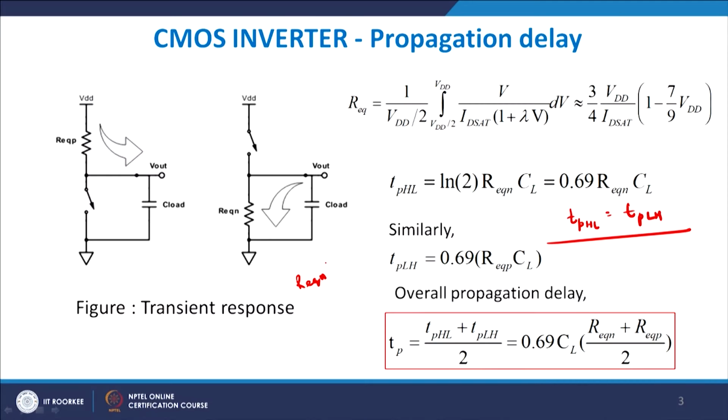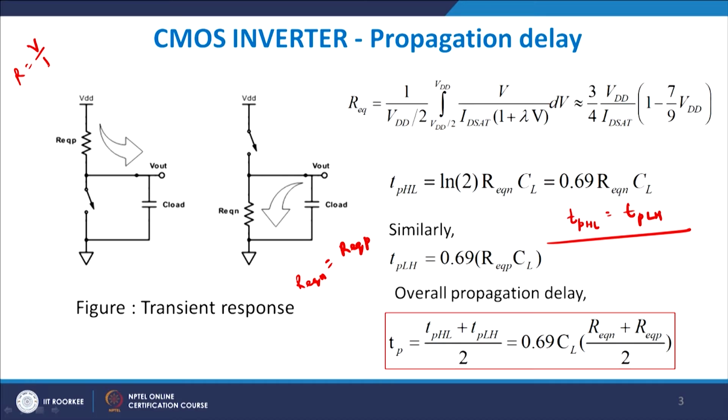Then you should actually make your R equivalent N exactly equal to R equivalent P, because CL in any case is equal, and that will make you equal propagation delay. But the problem is the mobility of the charge carriers, holes. Resistance is voltage by current, applied voltage by current. Now, current in a FET device, if you remember from our previous discussion, is equal to mu n C oxide W by L (VGS minus VTH) whole square something, which means that the current is directly proportional to the mobility of the charge carriers.